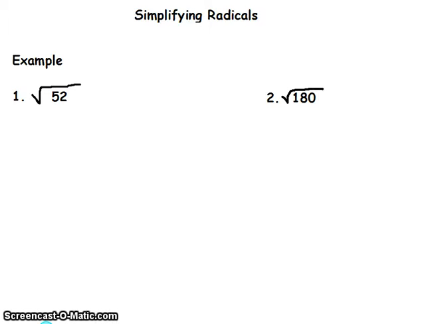Okay, today we're going to learn how to simplify radicals. In order to simplify a radical, what we want to do is something called a factor tree. In order to use a factor tree, you need to know your prime numbers. So we're going to look at number 1. Now number 1, we're going to do a factor tree.